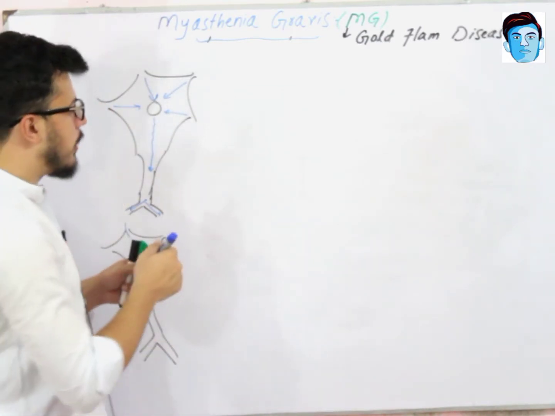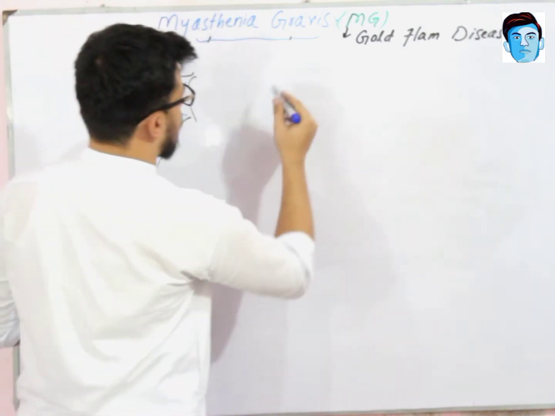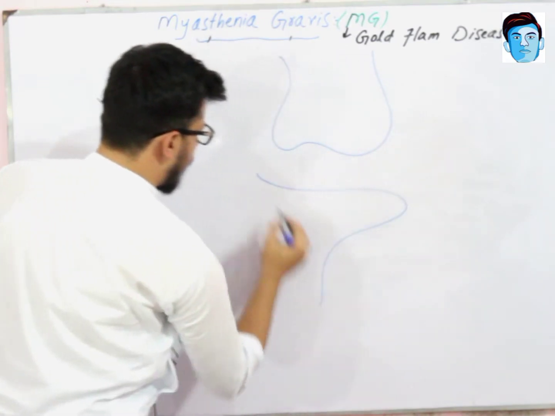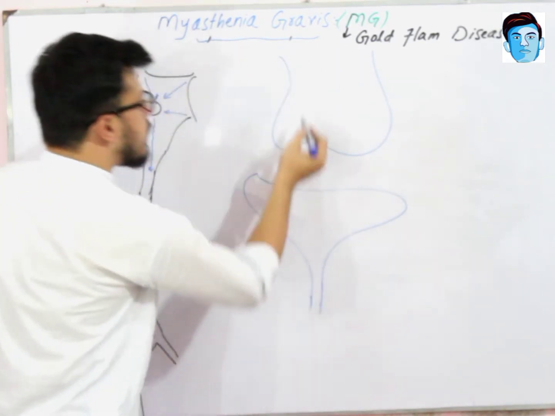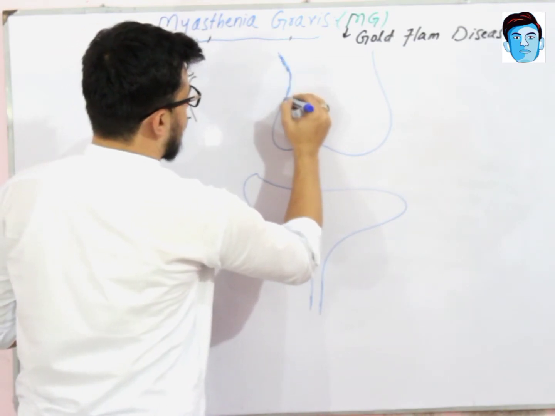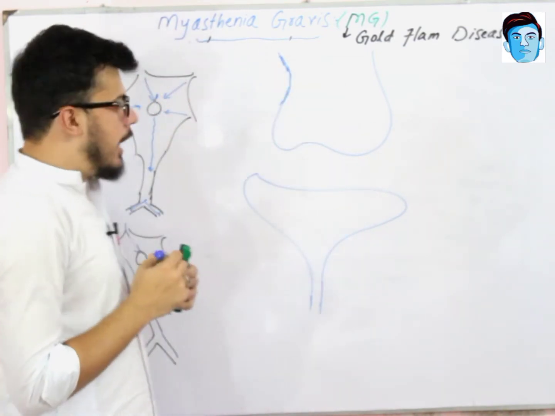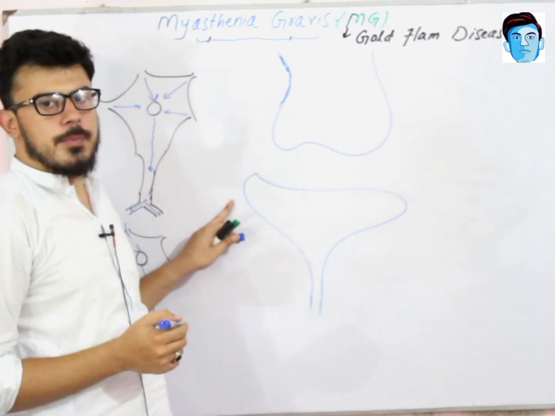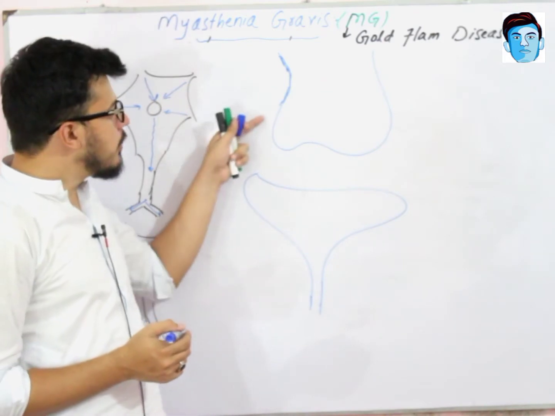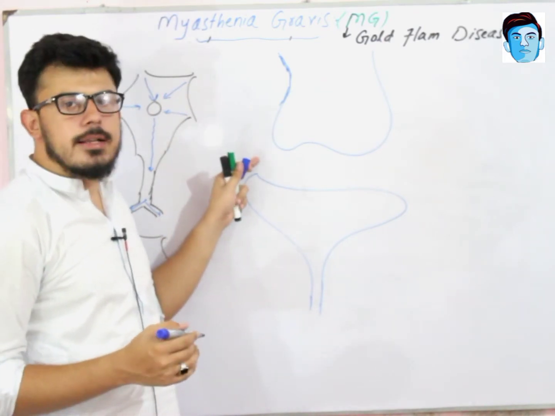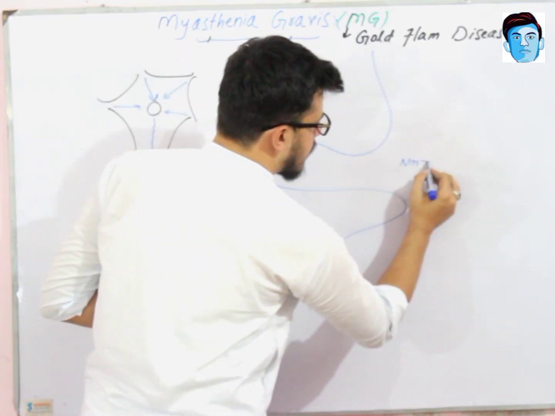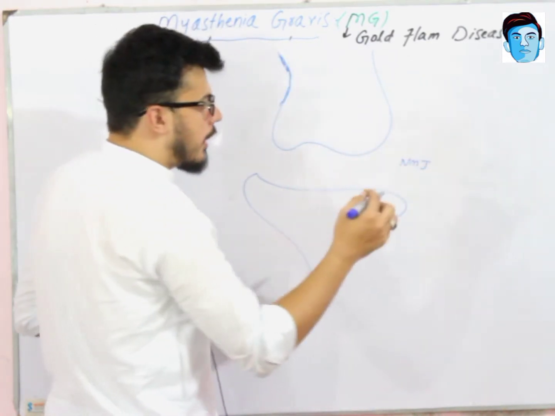Now let's suppose we have two nerves. This is the presynaptic neuron, and this is the postsynaptic neuron. Just imagine this is a neuron and this is the muscle. The junction between the neuron and the muscle is called the neuromuscular junction, meaning the junction between the neuron and the muscles.